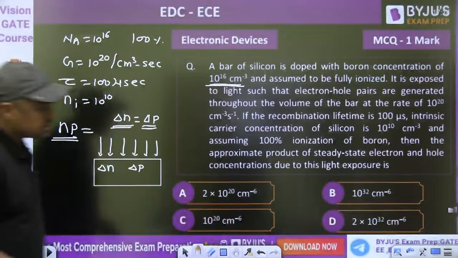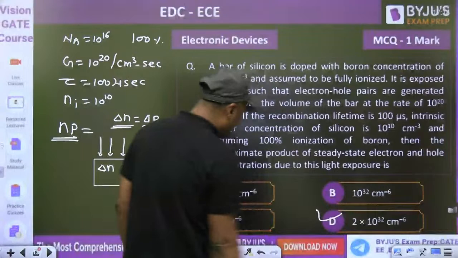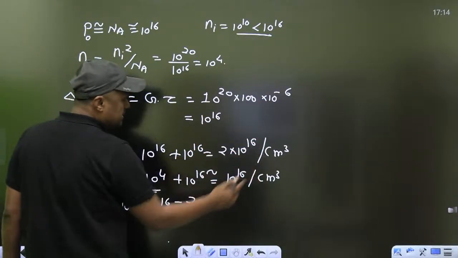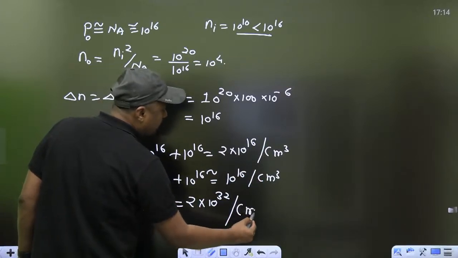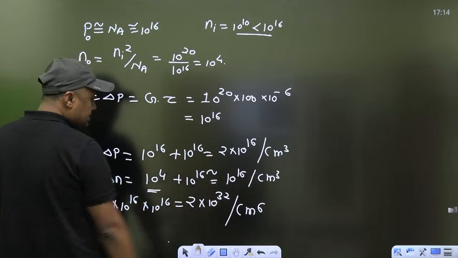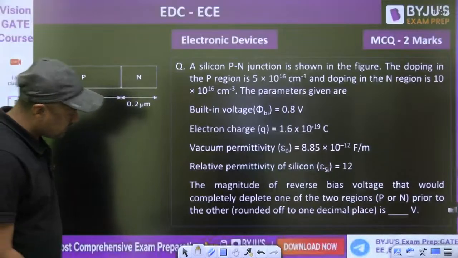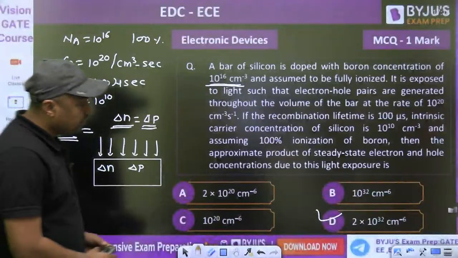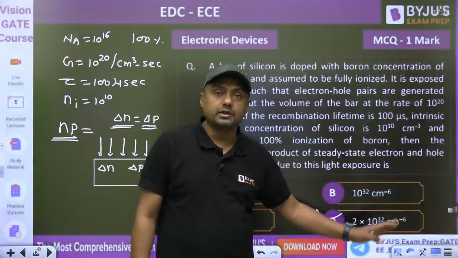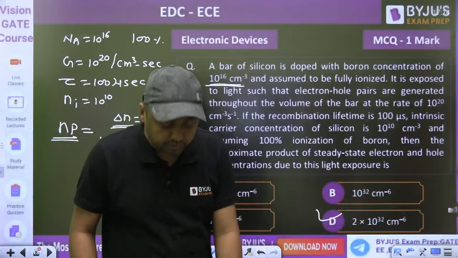Is there any answer? Yes. 2 into 10 to the power 32. And what will be the unit? This is per centimeter cube. That's why the unit will become per centimeter 6, or 10 to the power centimeter minus 6. So what is the unit given? 2 into 10 to the power 32 centimeter minus 6. Power is minus 6. So please be careful about the unit.